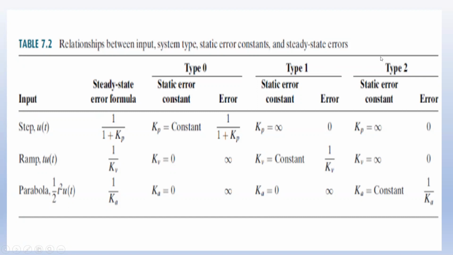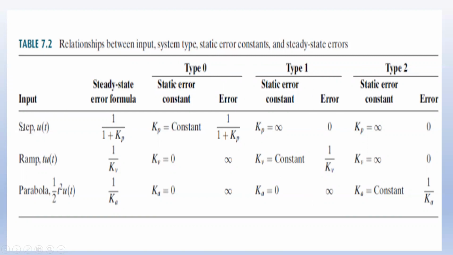In the last class, we discussed how we can find the static error constants and the steady state error when we give different inputs, and based on the type of the system we have different static error constants also. To summarize what we have learned over the last six or seven classes, this is the summary we can obtain.